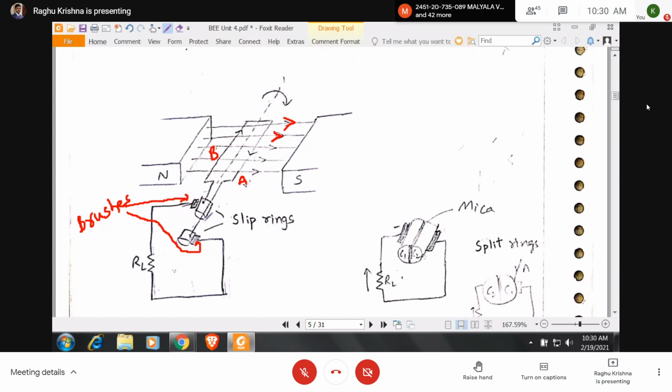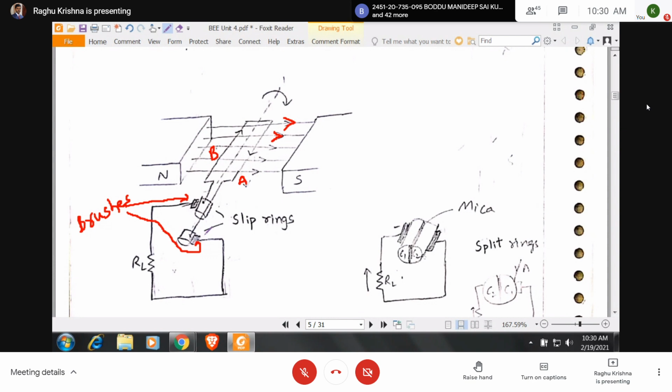Next, coming to this one. If you see these slip rings, the conductor is connected to the slip rings. Here, this is another conductor. Conductor A is connected to this second slip ring. Inside the slip ring, the conductor is connected. Outside of the slip ring, there is a brush. You can see here, the brush will get contact with the slip ring.